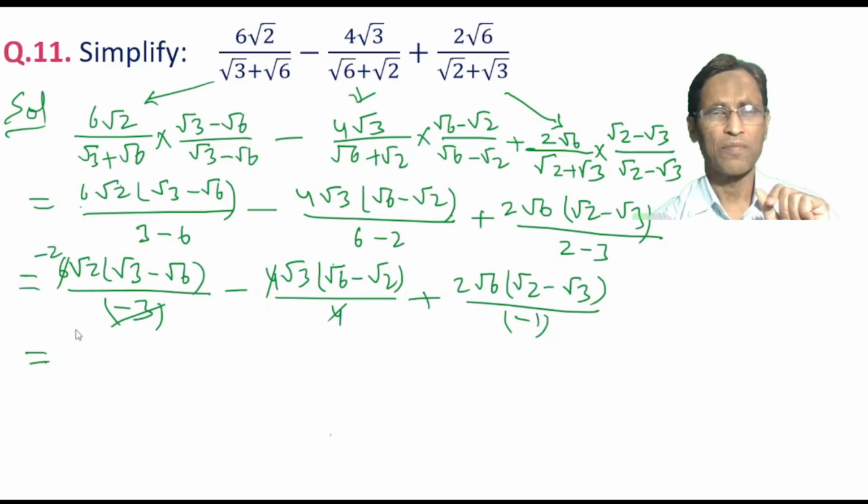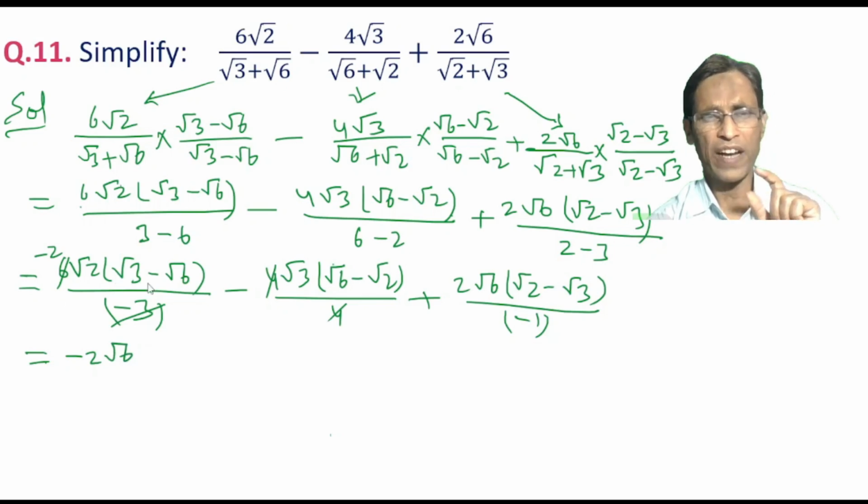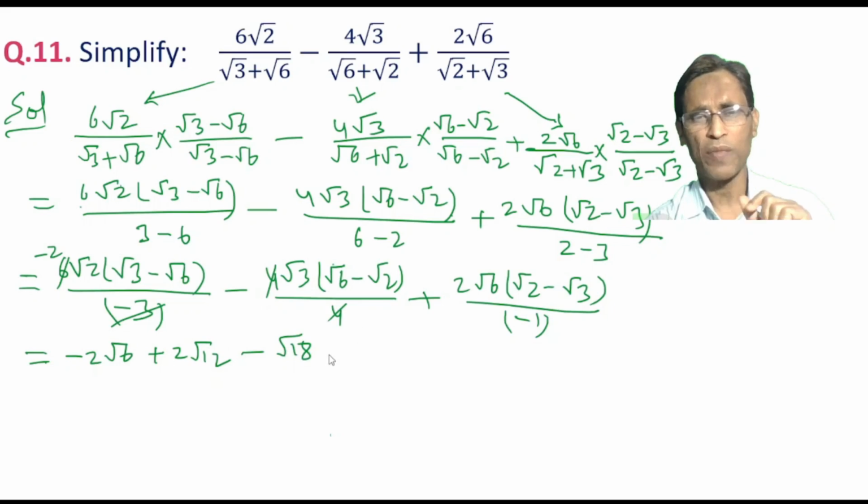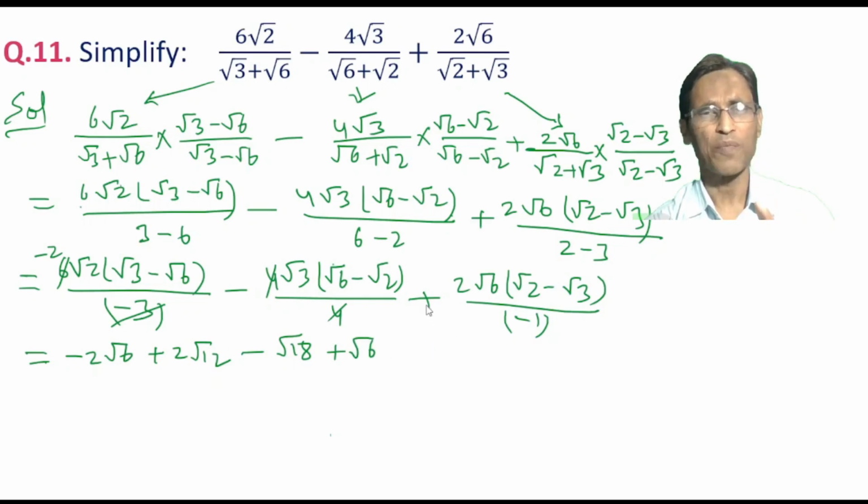Now we get minus 2 root 2 times into root 3 means root 6, minus minus plus 2 root 2 into root 6 root 12, here minus root 3 into root 6 means root 18 and minus into minus plus root 3 into root 2 root 6, and this minus makes this plus minus and so it is minus.